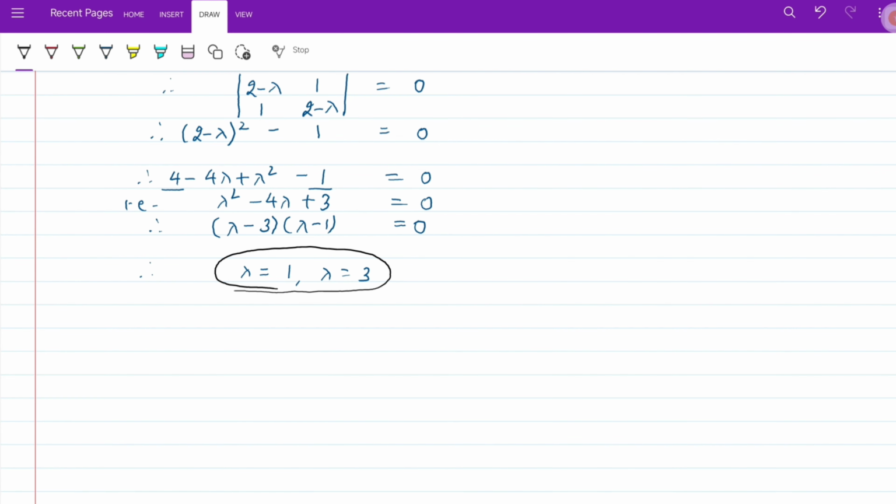In the next video, we will explore how to find the eigenvectors that correspond to these eigenvalues, so stay tuned.